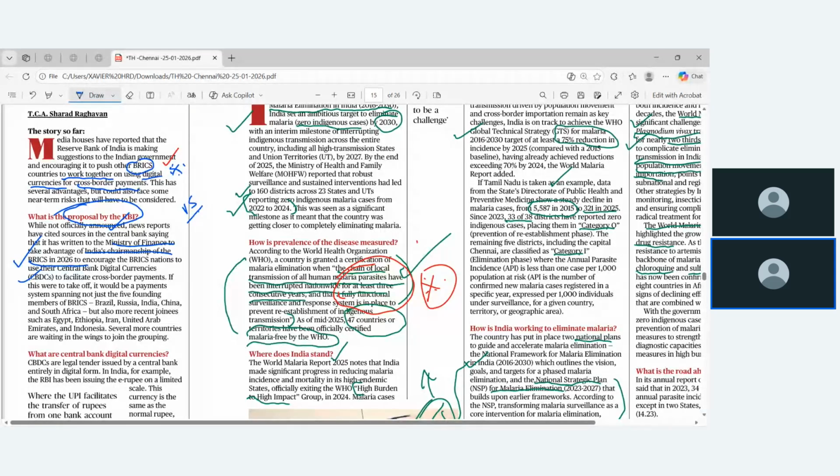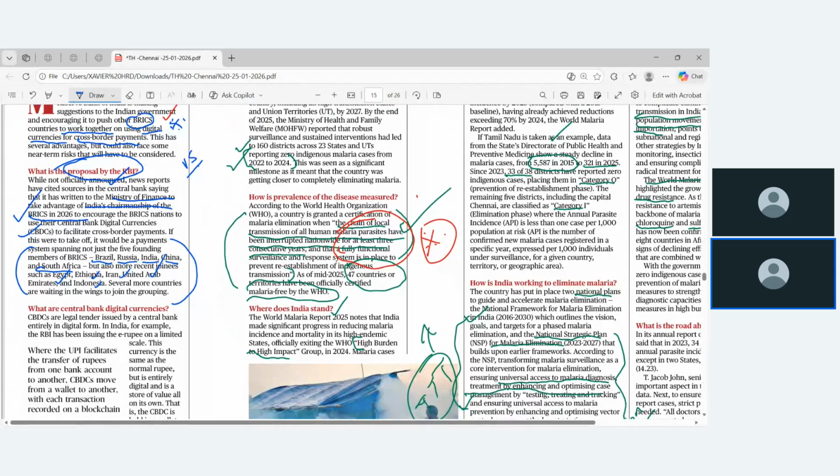If this were to take off, it would be a payment system spanning not just the 5 founding members, Brazil, Russia, India, China, and South Africa, but also recently joined countries like Egypt, Ethiopia, Iran, UAE, and Indonesia. So from a prelims point of view, keep these countries in mind: what are the BRICS members, and which countries have recently joined? Several more countries are also waiting in the wings to join the group. How the BRICS group is expanding from 5 nations into a larger group of nations is another point to discuss.